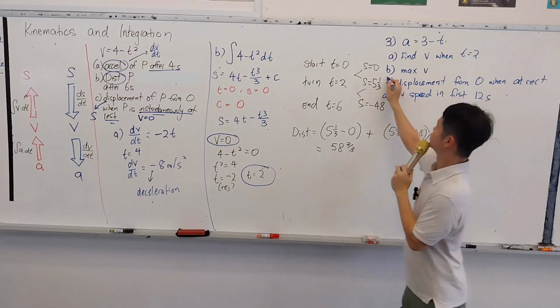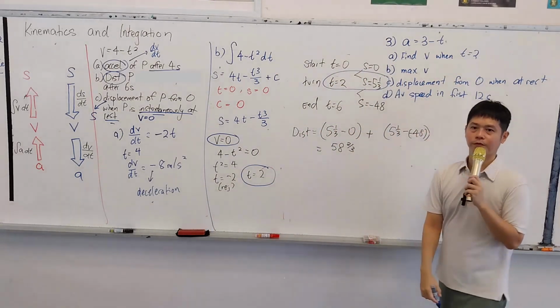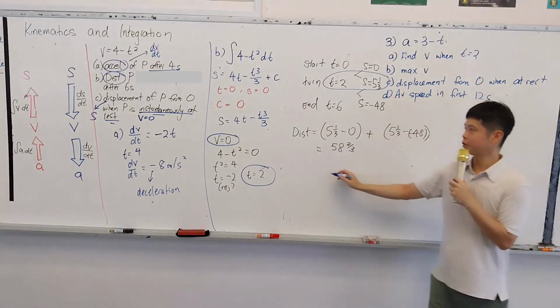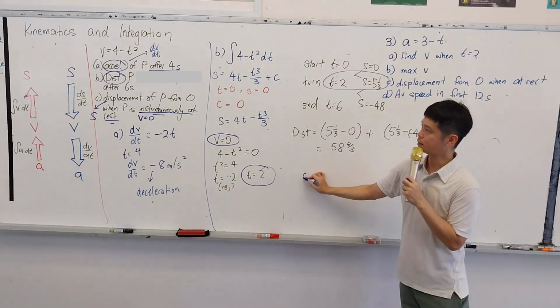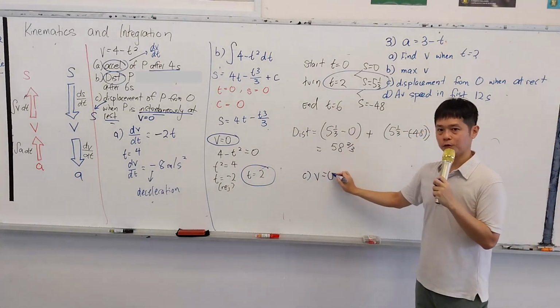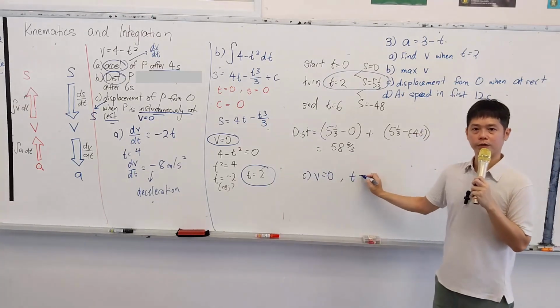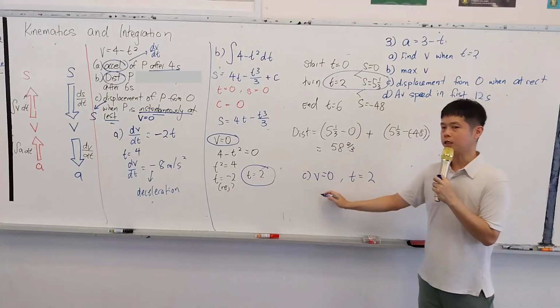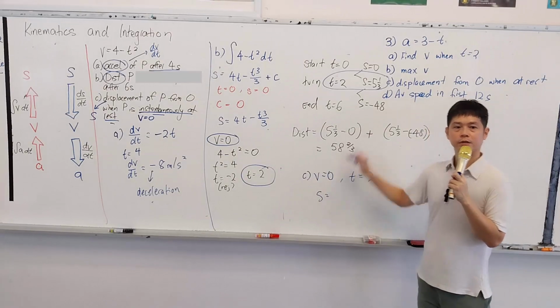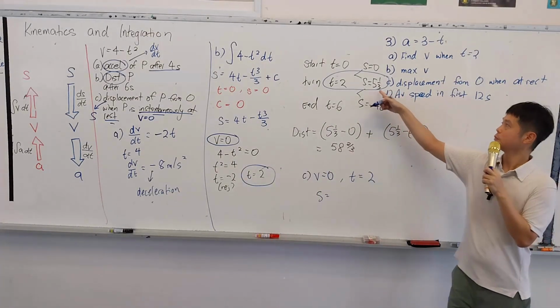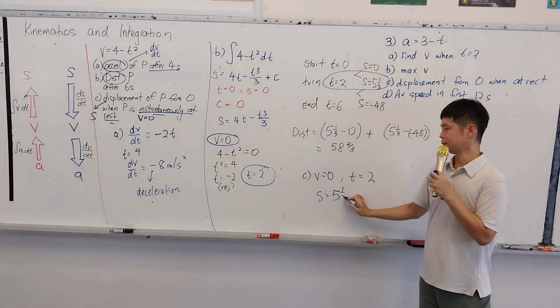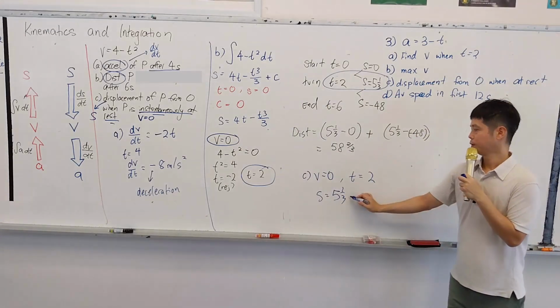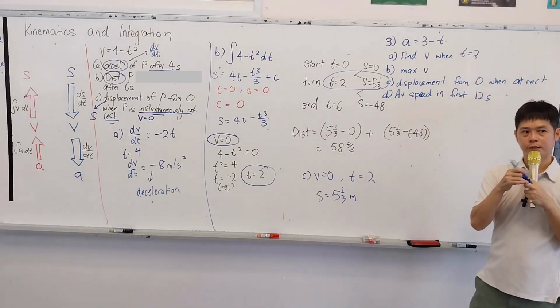When t is 2, s is 5 and 1/3. So we still must write it down. Part C. When v is 0, t is 2. When t is 2, s was, okay, minimally write down all these texts, 5 and 1/3 meter, that's the displacement.